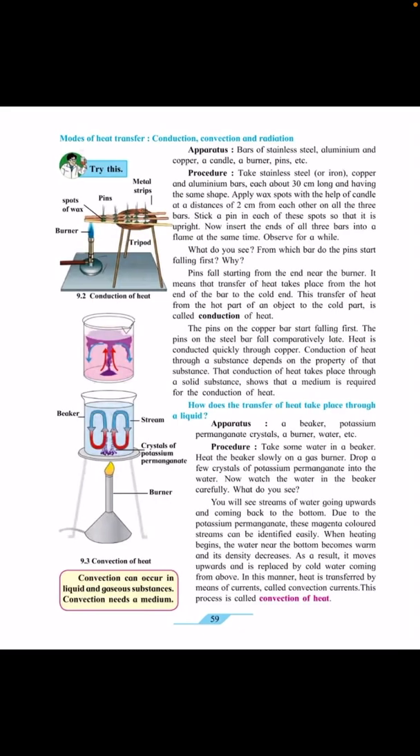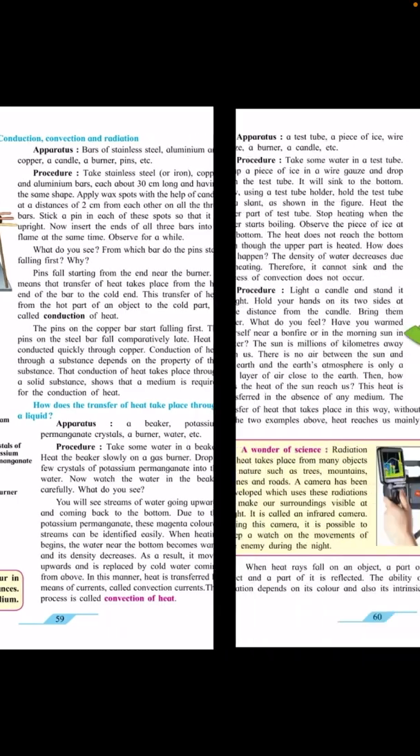Now the various modes of transfer of heat such as conduction, convection, radiation are given on this page. So here you can see how they are useful. So learn the definitions and how the molecules move and what happens in them. Look at the yellow box down there. On this page, convection can occur in liquid and gaseous substances. Convection needs a medium. Now, let's go to the next page.